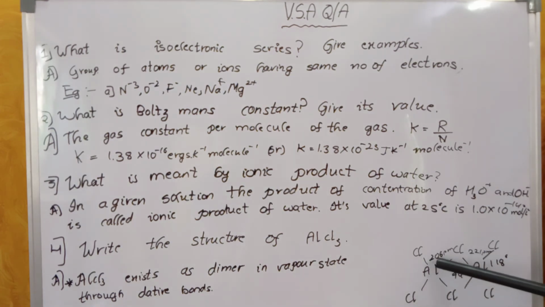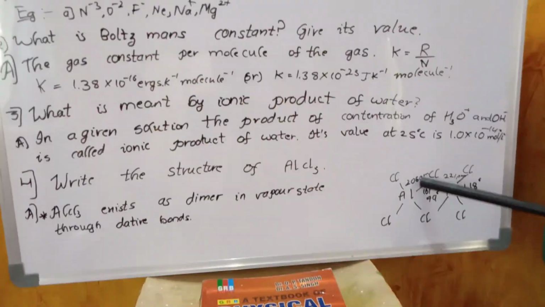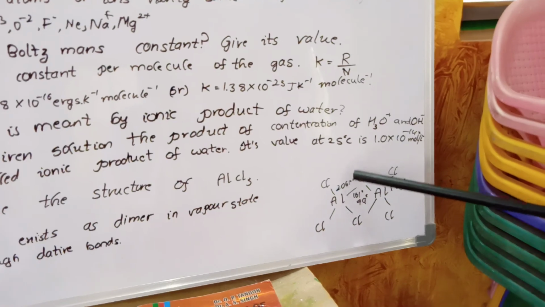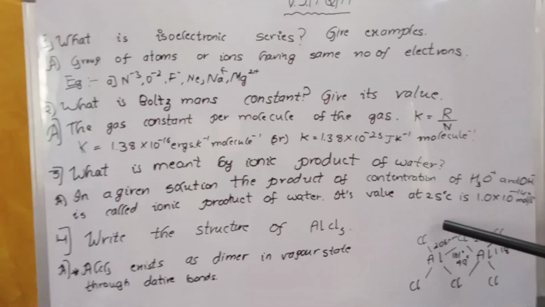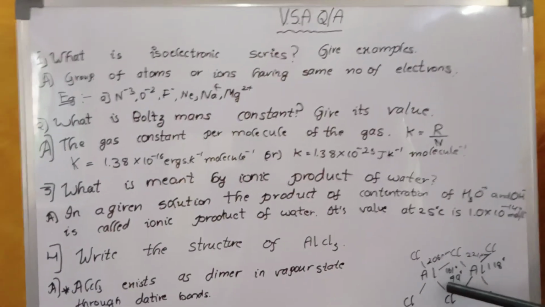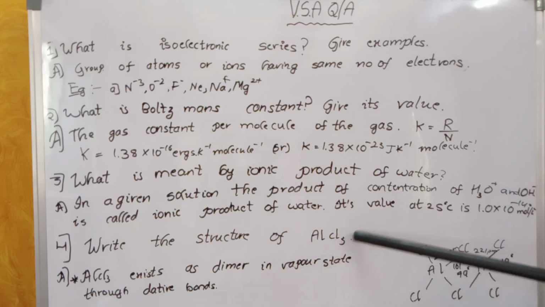Here the bond length between Al and Cl is 206 pm. Pm stands for picometer. 1 picometer is equal to 10 power minus 12 meters. And the bond angle here is 101 degrees, and here is 99 degrees. And in between this is 118 degrees. So this is the structure of AlCl3 as a dimer. In the dimer, the formula should be Al2Cl6 only. So this is the structure of AlCl3.